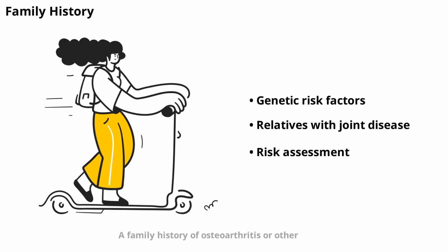A family history of osteoarthritis or other joint diseases can increase a person's risk. Doctors ask about relatives with similar symptoms or diagnoses to identify potential genetic factors. Understanding family history helps in assessing risk and may influence the approach to diagnosis and prevention.